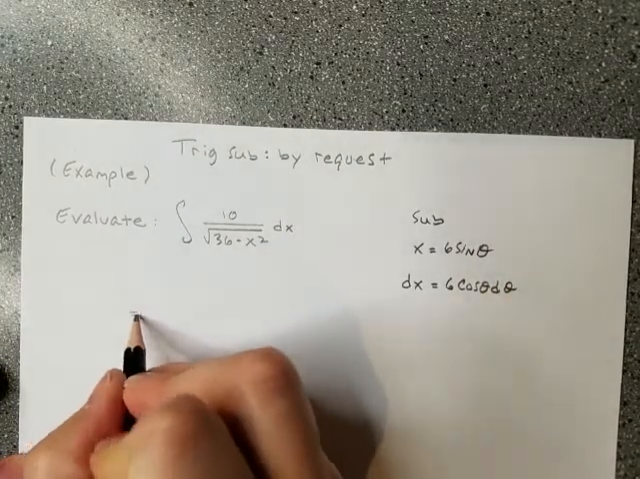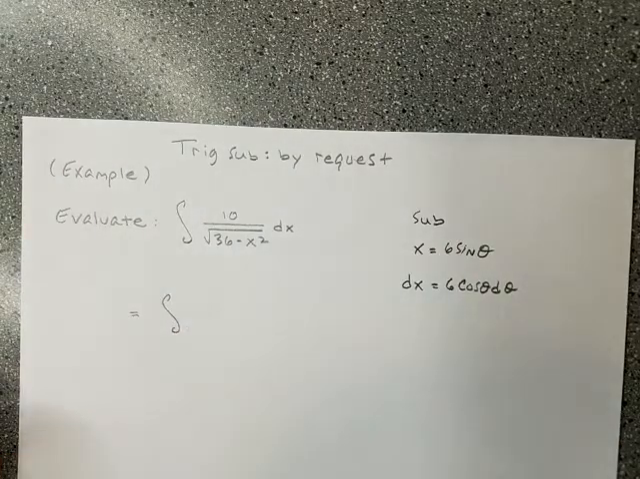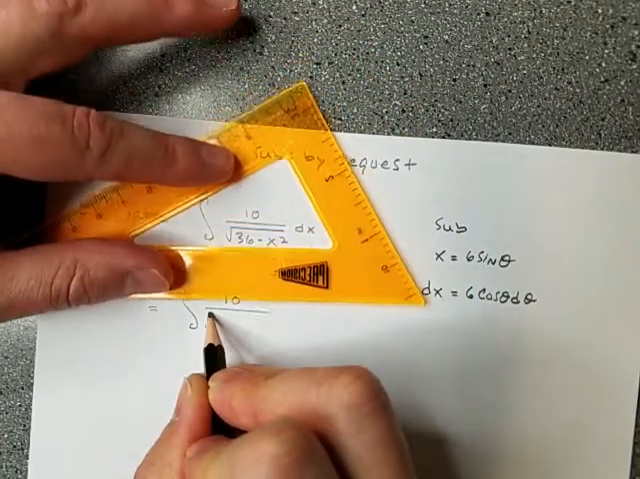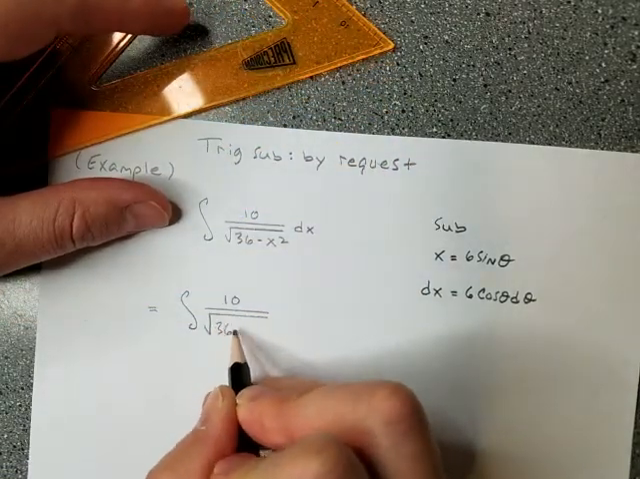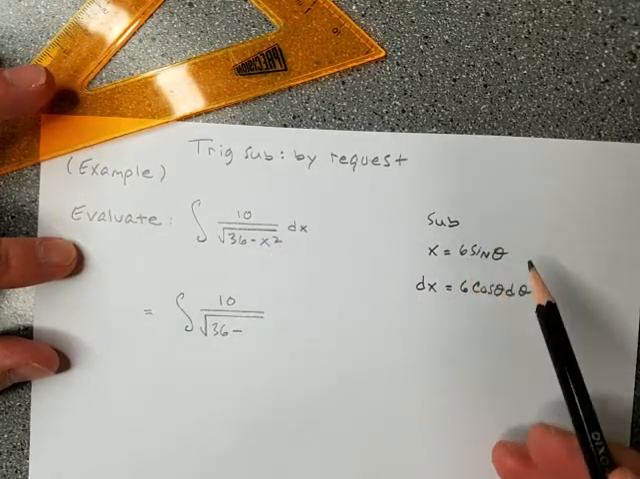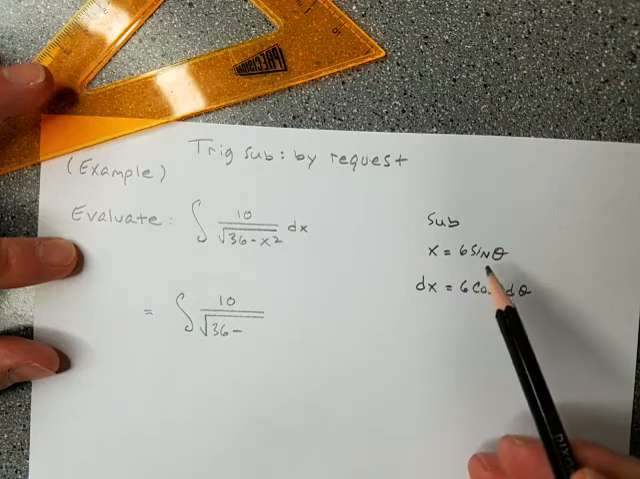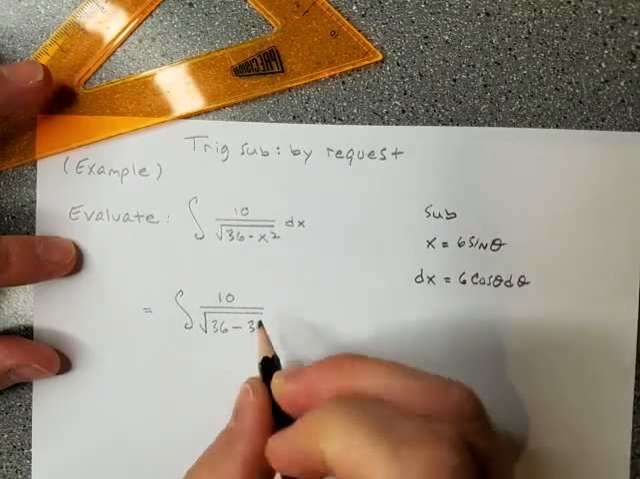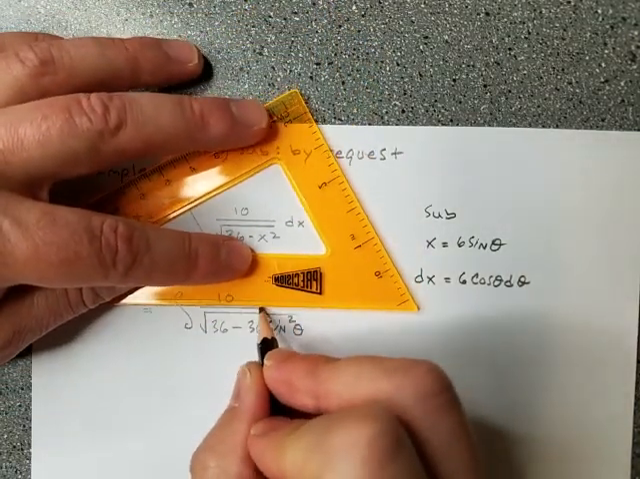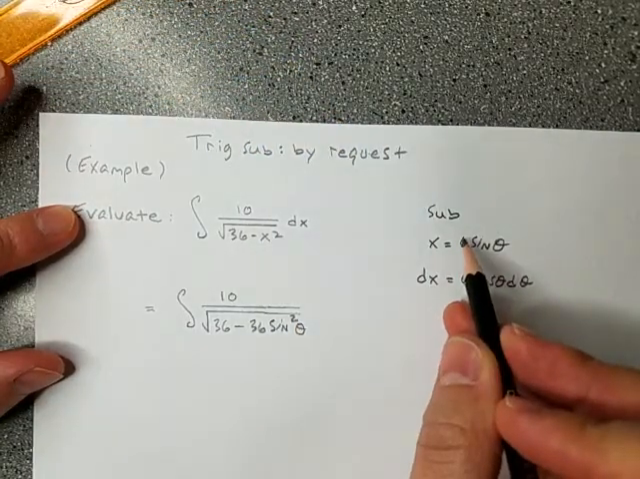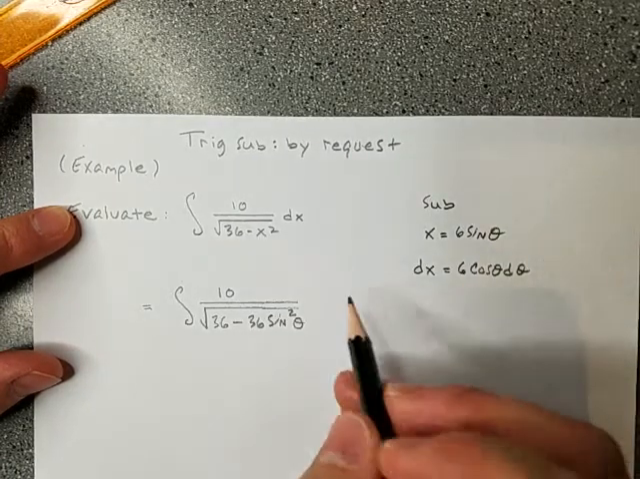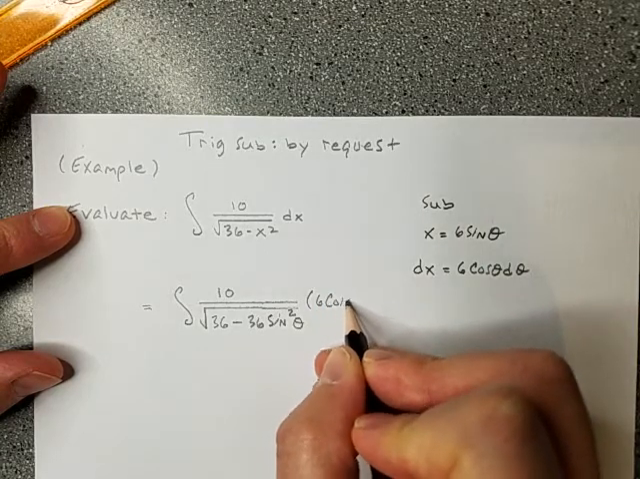Now let's put that over here and see how it works out. So the 10 is not involved in the substitution. The 10's a constant. And then I get root 36 minus, now imagine if I took this x, 6 sine theta, and I squared it. 6 sine theta all squared. That's 6 squared and sine squared. So that's going to be 36 sine squared theta. Okay, so that's what I was saying would happen. And that's why you want the 6 to be there, all right? It won't work without the 6 because then you won't have that common factor of 36. The dx, that'll be 6 cosine theta d theta.